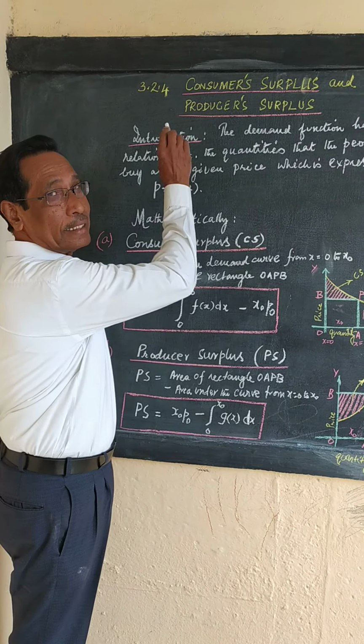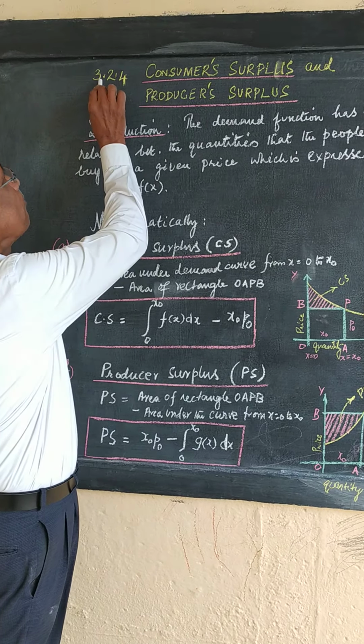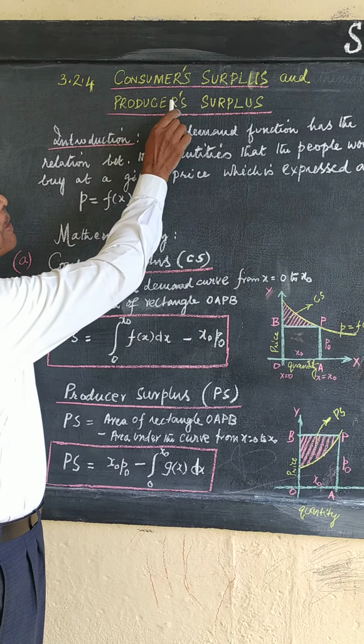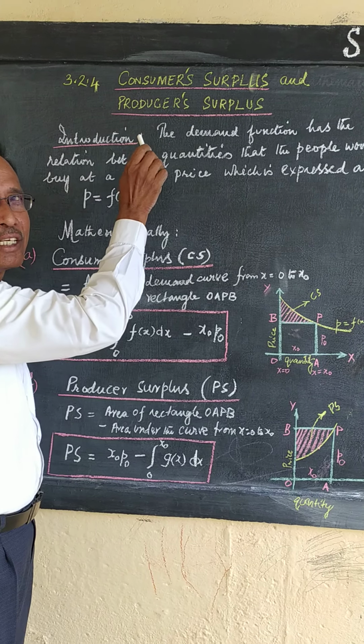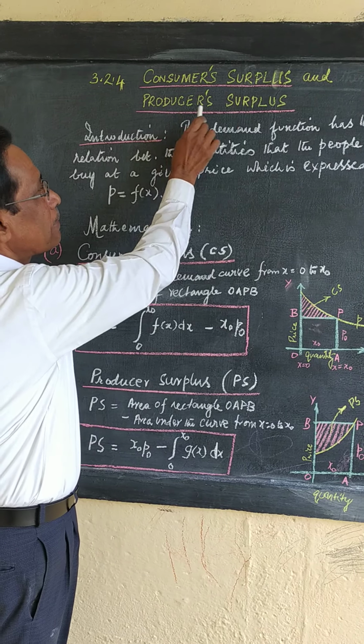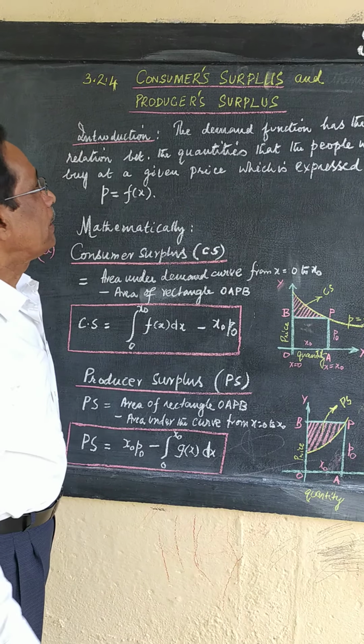Now we shall say 3.2.4 consumer surplus and producer surplus. Consumer surplus is denoted by CS, producer surplus is denoted by PS.